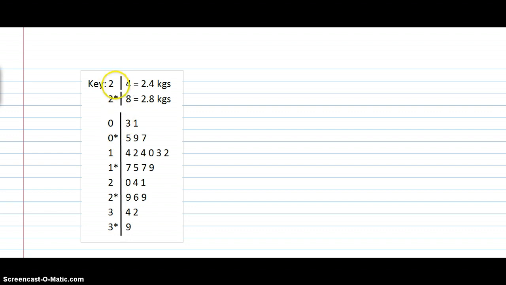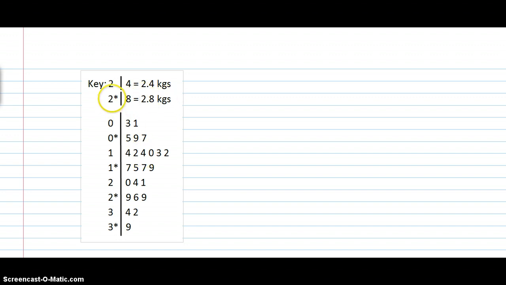When we look at the key, we find that there's two parts to the key now. In the first part we've got a stem of 2, and on the other side a leaf of 4, which means 2.4 kilos. And then down here it says 2 star, and 2 star for the stem and an 8 for the leaf is 2.8 kilos.